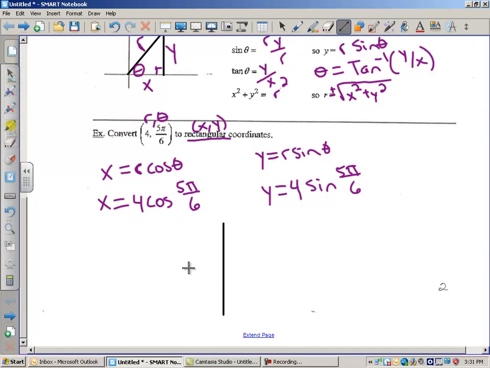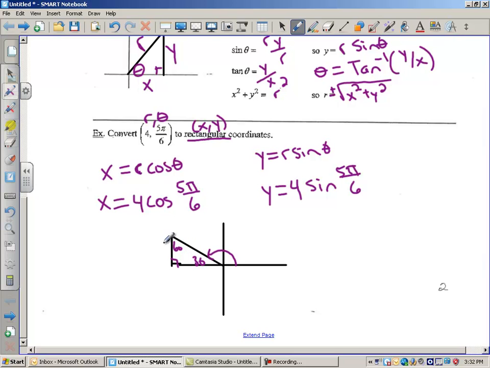Give myself a little axis here. 5π/6 is almost out here to π. So it's out here. Go ahead and connect that there too. Alright, so if I've rotated 5π/6, which is 150 degrees, that leaves me a 30-degree angle, and this is a 60, and this is a 90.